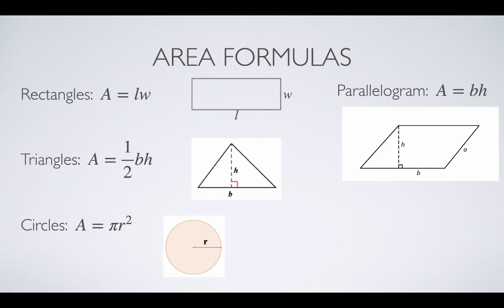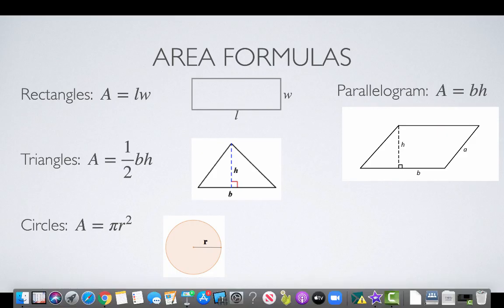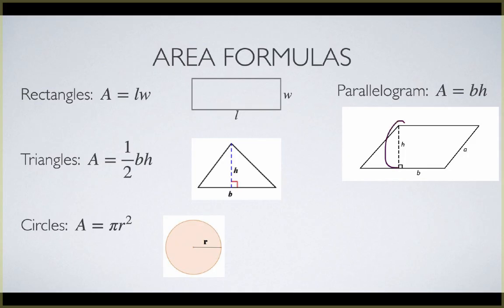For rectangles, it's the length times the width. For parallelograms, they're basically rectangles that are tilted a little bit. So our area formula is the base times the height. If you have a parallelogram, they will usually give you a dashed line for the height, like this, so we know what the height is.